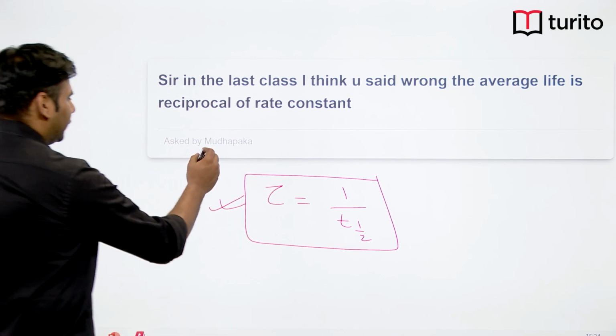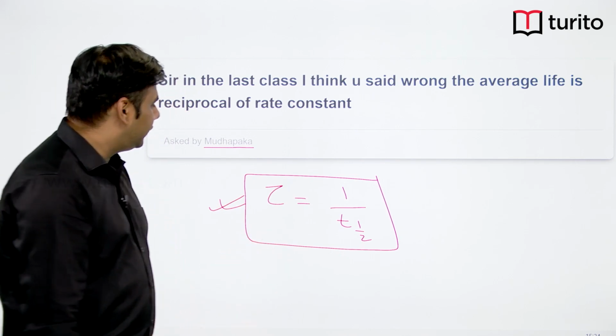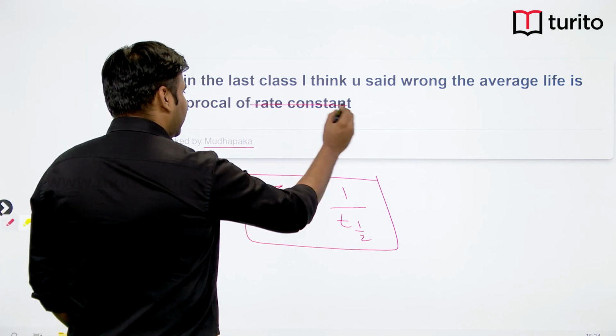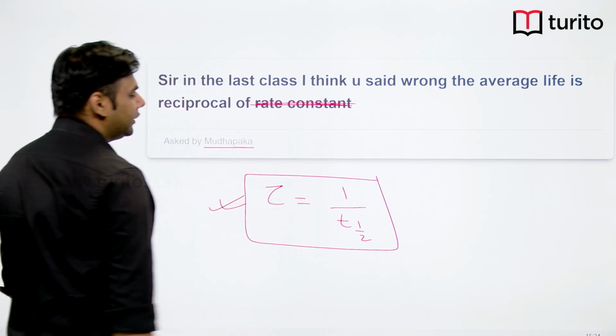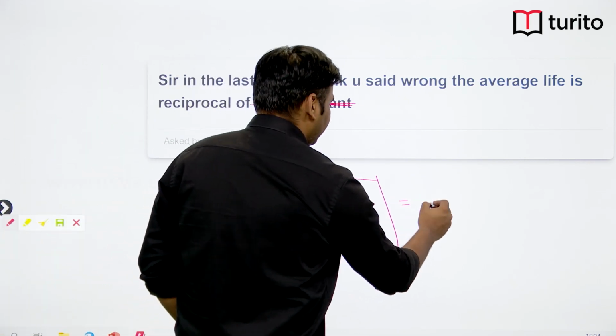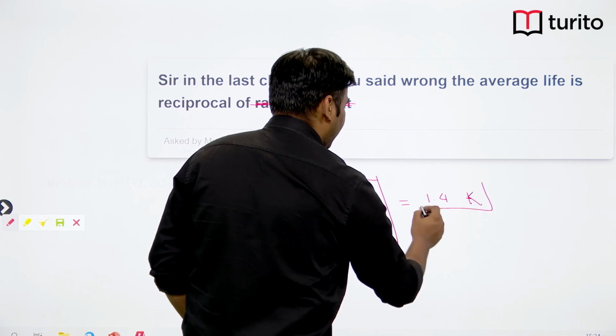Thank you very much for pointing this out, because many students might have written it as the reciprocal of rate constant. So this is not the rate constant, but this is the reciprocal of the half-life time period, which is 1.44 into k.